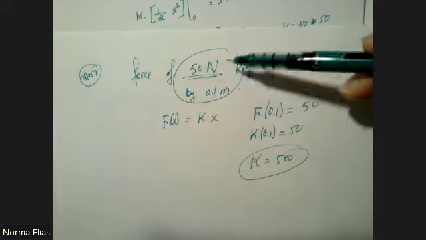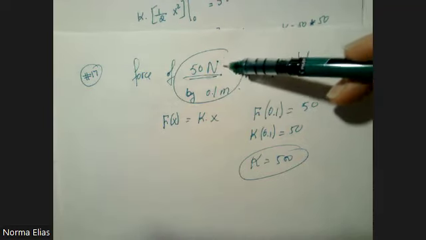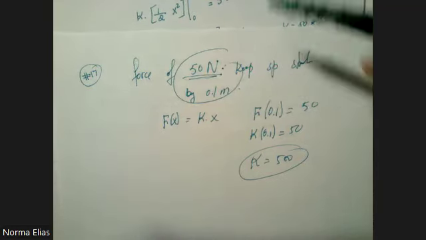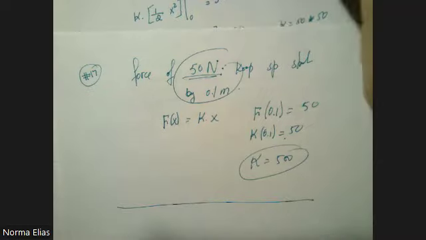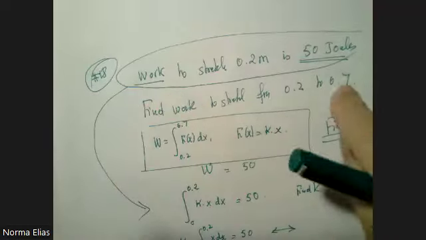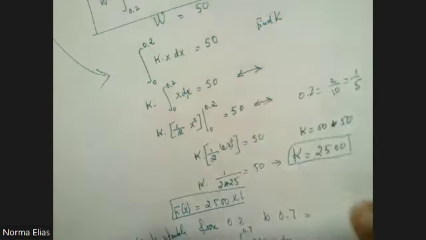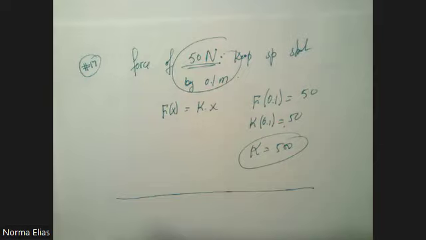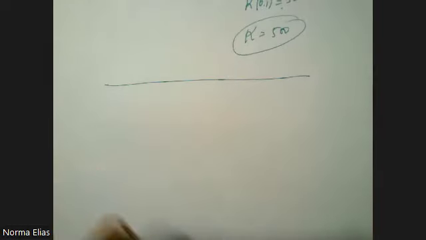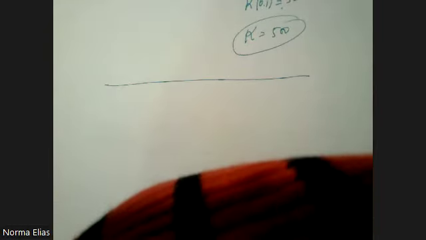So in number 17, I gave you the force. That's Newton, which is a unit of force. You are able to find the k in this simple process. In number 18, I gave you the work. So you have to set the work equal to 50 and finish. Okay, so be very careful with the language that's used. All right, so what else do you guys have?